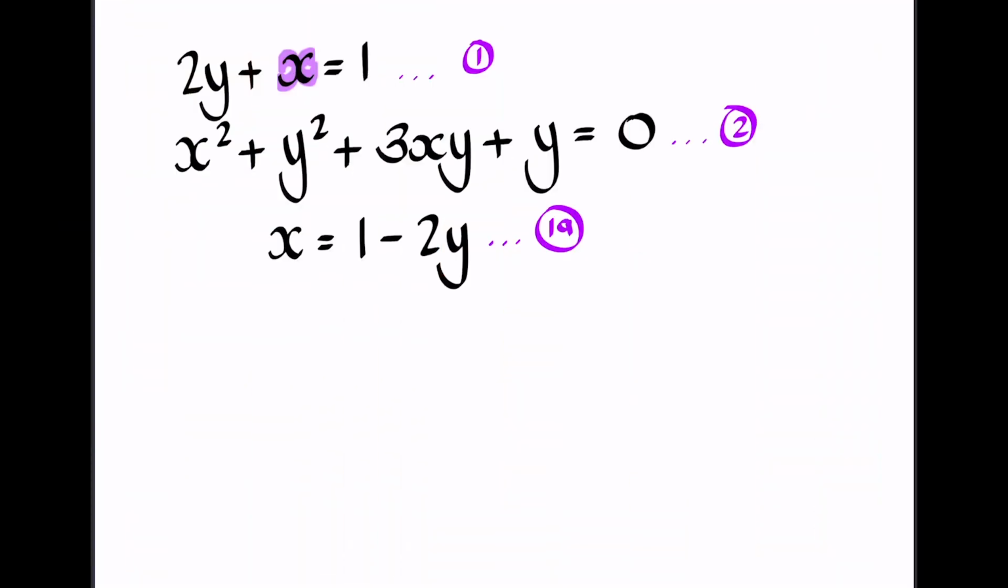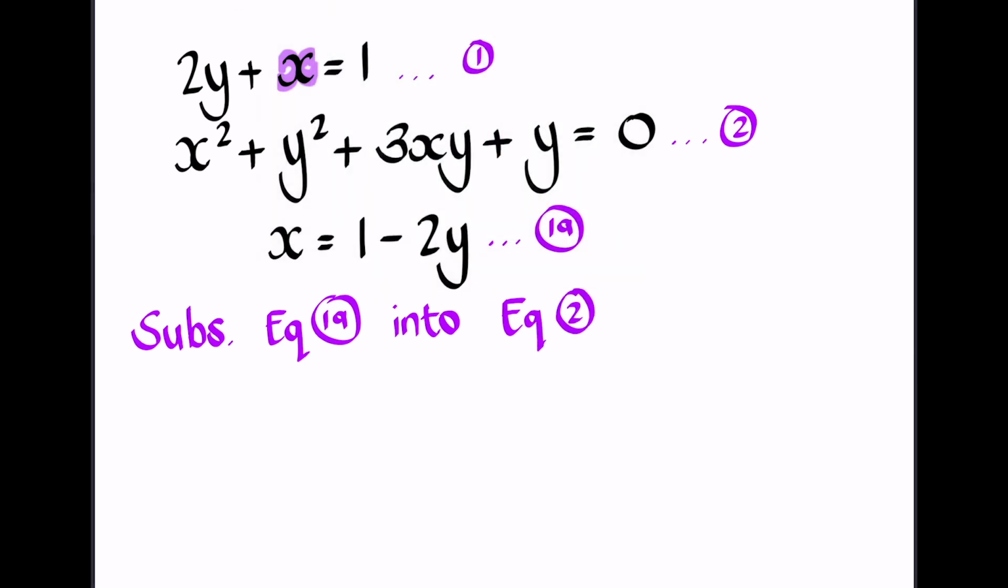Now, whether you label this equation 1a or equation 3, it doesn't matter. The reason I like to label it with an a is to just remind myself which equation I used to create this new equation. So now what I'm going to do is substitute equation 1a into the other equation, which in this case is equation number 2. So that means that in equation 2, wherever I see an x, I'm going to replace it with 1 minus 2y.